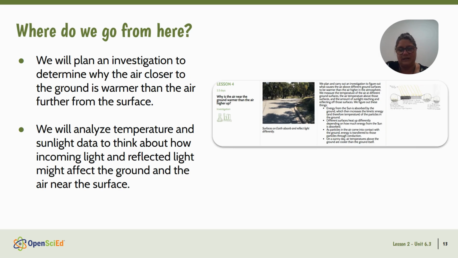We will next lesson plan an investigation to determine why the air closer to the ground is warmer than the air further from the surface. We want to know why. We see that it is, but why? We will analyze temperature data and sunlight data to think about how incoming light and reflected light might be affecting the ground and the air near the surface. How are they interacting?